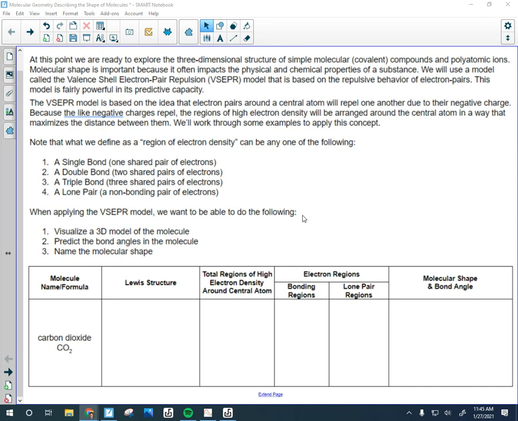So what we want to be able to do by using this model is predict and visualize the 3D model. We want to predict the bond angles that are in the molecule, and we want to name the molecular shape. So we're going to work through several examples that we've seen before and build the 3D model using your pieces, okay? The straw pieces and the pipe cleaner pieces. I'm going to go ahead on all of these and just give you the Lewis structure. These are ones that you've done before, either on a practice sheet or on a quiz. And you should know how to do it, but to save time, I'm just going to give them to you straight away. All right, so carbon dioxide.